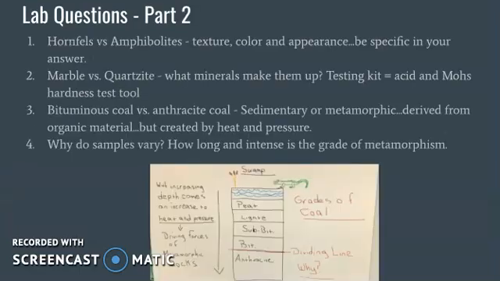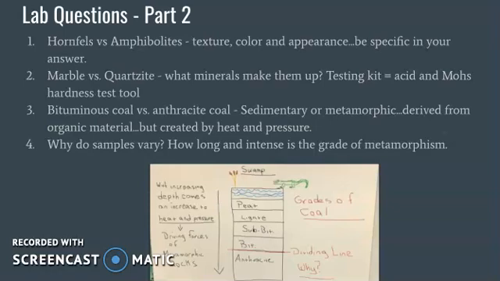Now taking a look at part 2. Part 2 is short answer. And a few helpful hints for part 2. First, you will have to identify hornfels and amphibolites and understand the difference between these two. It is important that you look at the texture, color, and appearance, and make sure that you're specific in your answer about the differences between the texture, the color, and the appearance.